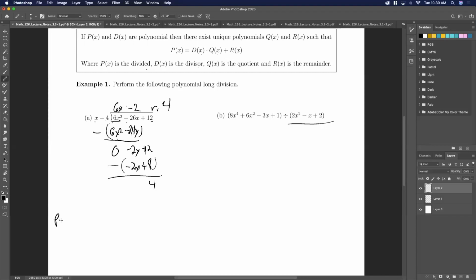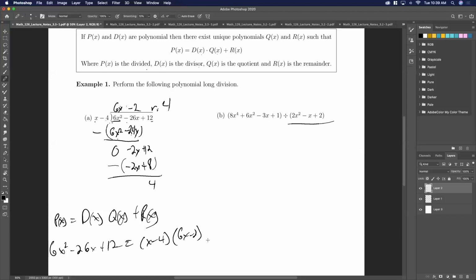So here we'll have p(x). Actually, let me just write it in this form. That way I can have all of it at once and not have to write so much, and you don't have to write so much. So here, I'll have 6x squared minus 26x plus 12. So that's my p(x) equals my divisor, which in this case is x minus 4, times my quotient. My quotient is up here, so it'll be 6x minus 2. And then plus my remainder, which is 4. And so actually, if I crunch this out, I'd get back this polynomial.